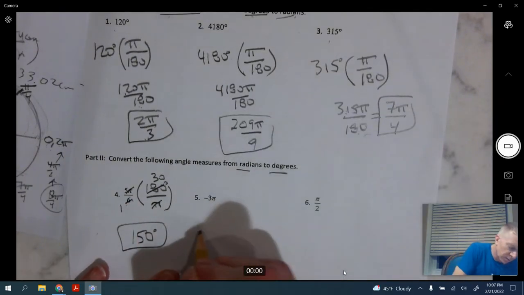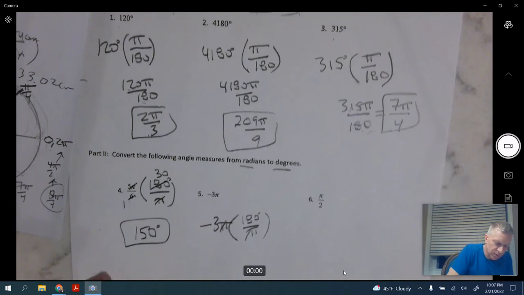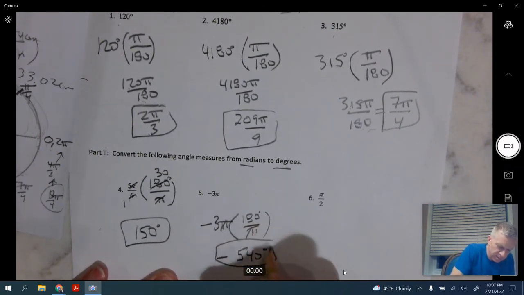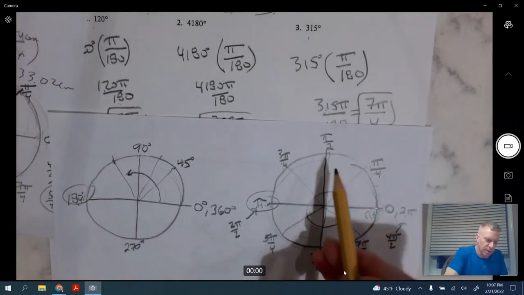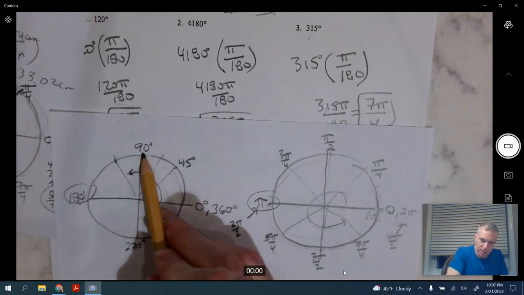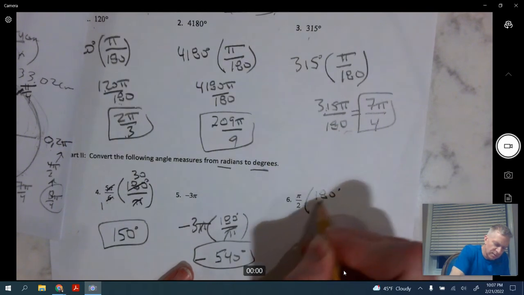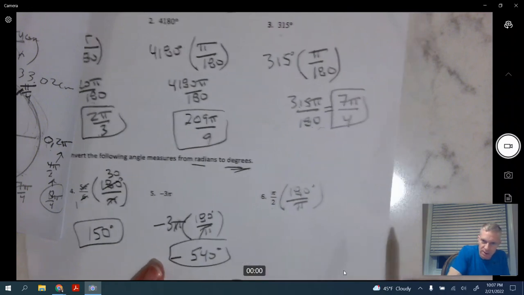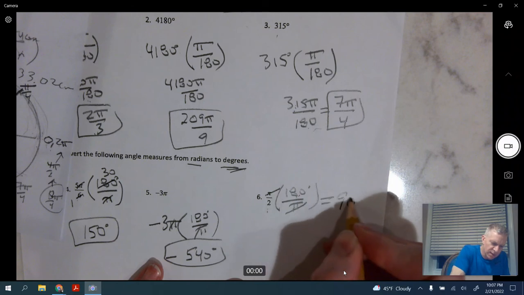Okay. Negative 3 pi multiplied by 180 over pi. Pi's cancel. You get 3 times 180, so that's going to be negative 540 degrees. The last one, pi over 2. Well, this one we can look at in our circle. Pi over 2 gets you to here. That should be 90 degrees. Do the conversion, 180 divided by pi. You want to convert to degrees, so you're going to put the 180 degrees on the top. Okay, the pi's cancel. You get 180 divided by 2, which is in fact 90 degrees.